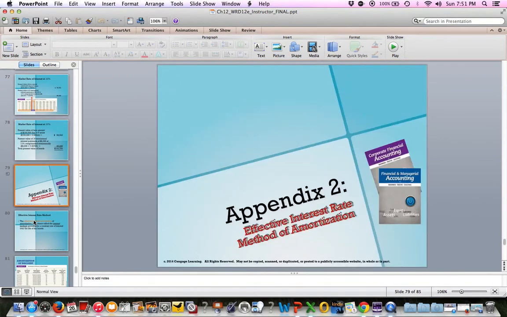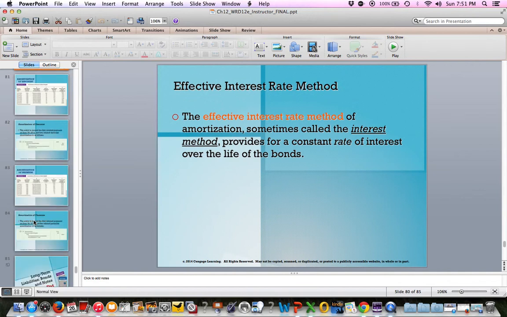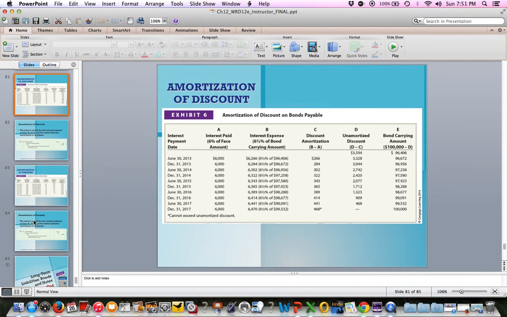Then the last appendix dealt with the effective interest rate of amortization. We really just did the simple rate in the example earlier. And so it says it's called the interest method or the effective interest method. Provides a constant rate of interest over the life of the bonds. And so when we do that, we put together a table like this where we always pay the same amount of interest per period, $6,000.